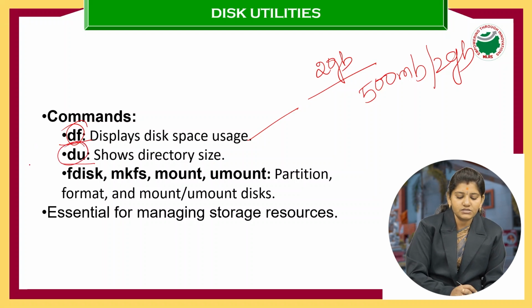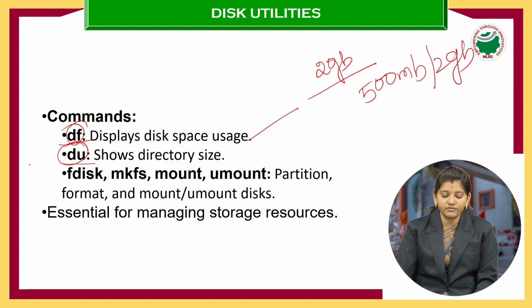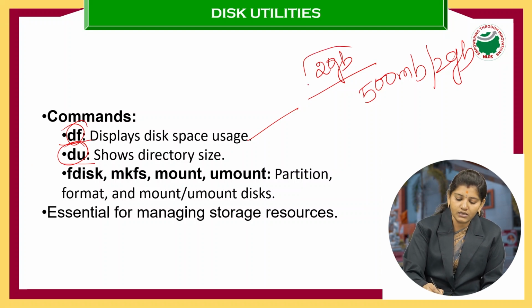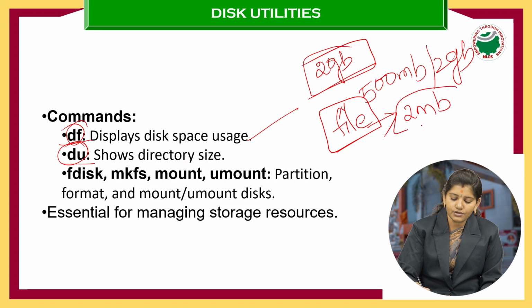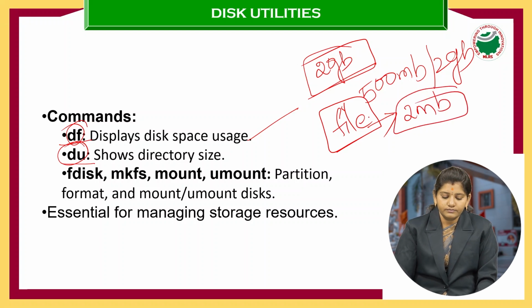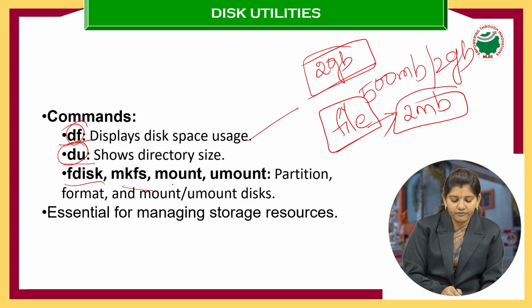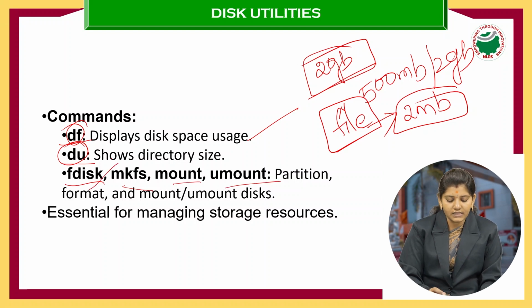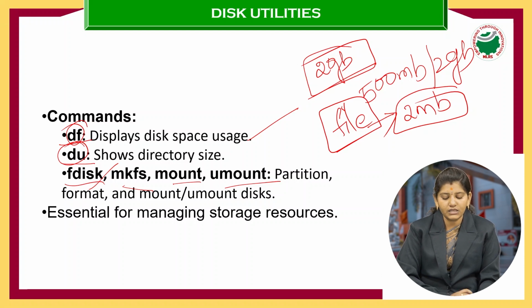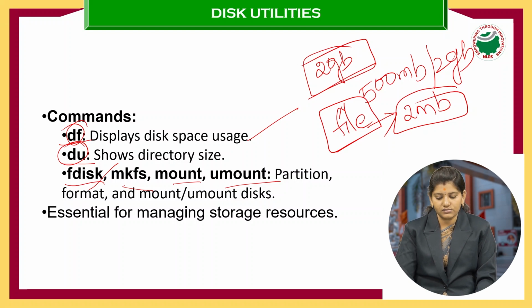And the next one, du. du shows the size of the directory. For example, if you have a file whose size is 2 MB, it shows the size of a directory. Next one, fdisk, mkfs, mount, unmount. fdisk is used for the partition, mkfs is used for the format, and mount and unmount is nothing but the mounting and unmounting of the disks. So these are all essential for managing storage resources.